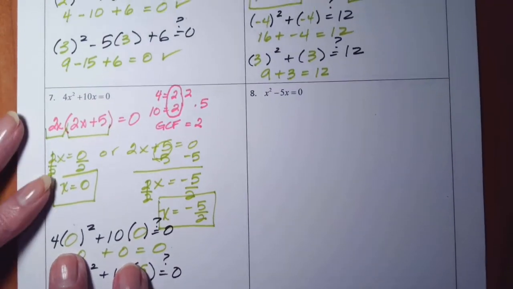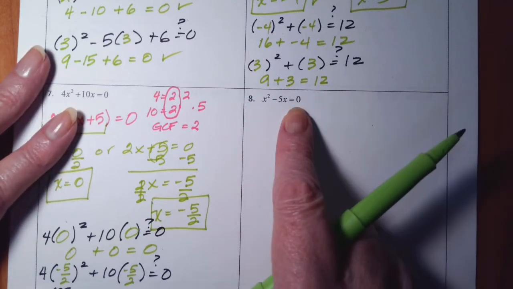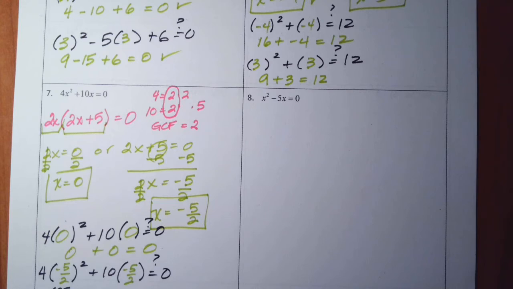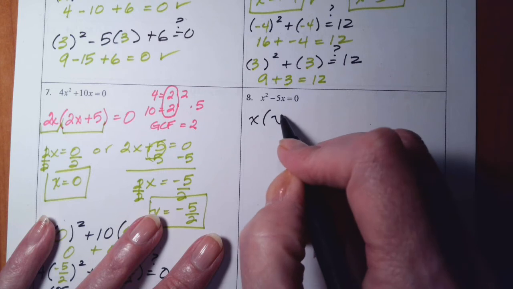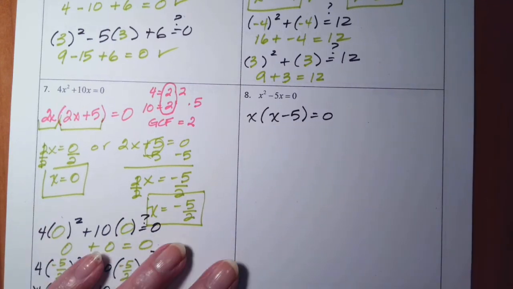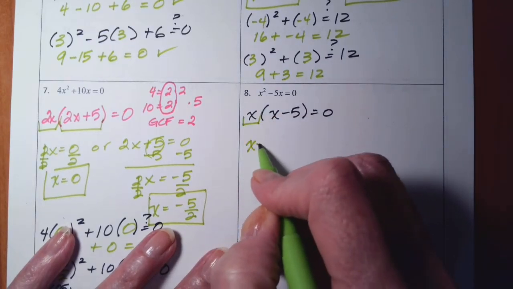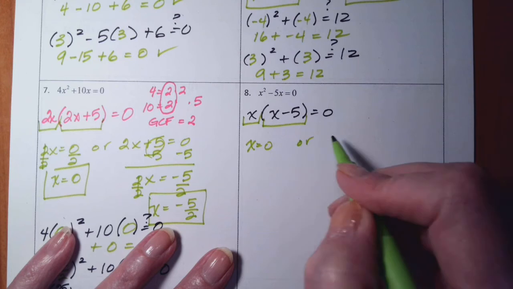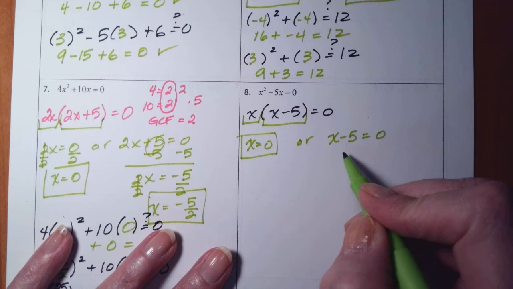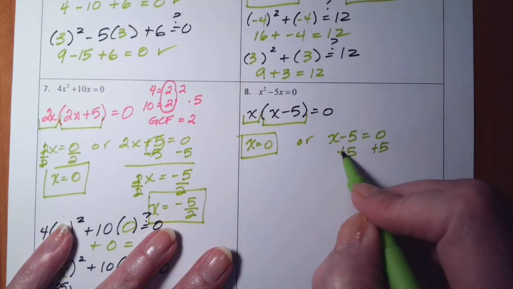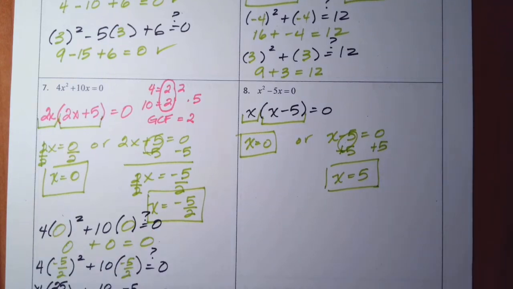Okay, on the next one, the only thing these terms have in common is an x. So I can factor out an x, and I'm left with x times x minus 5 is equal to 0. Well, that was easy. So I set each factor equal to 0. So x equals 0, or x minus 5 equals 0. Well, that's done. So I have either x equals 0 or x equals 5.